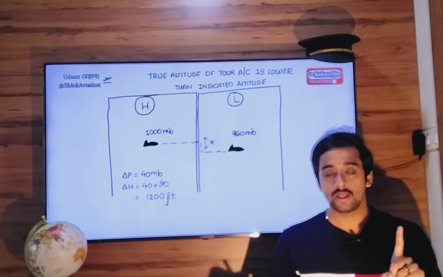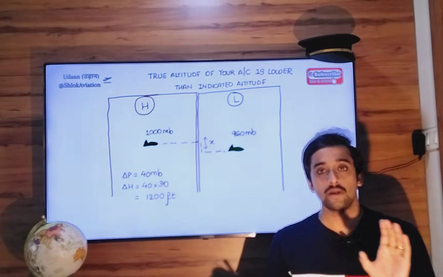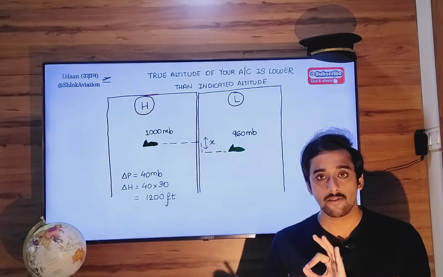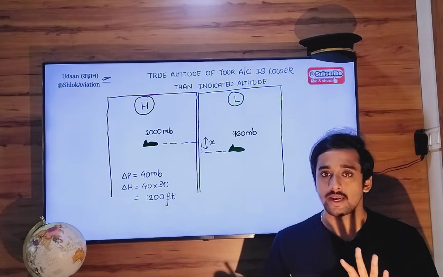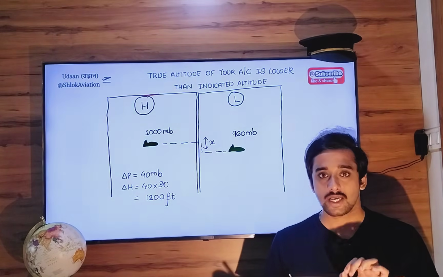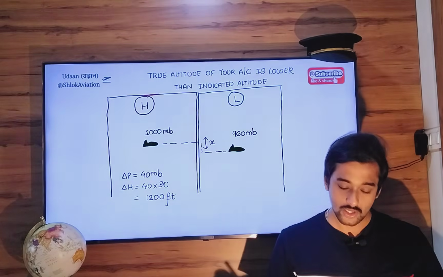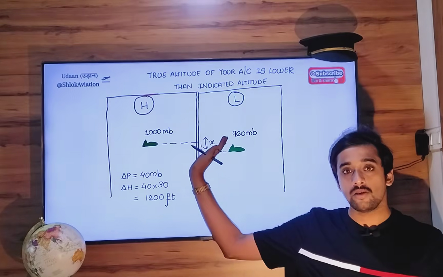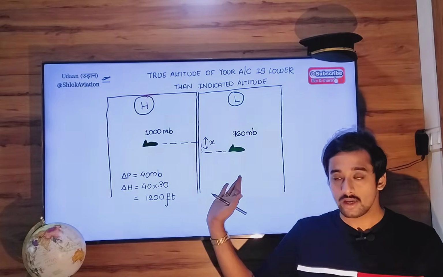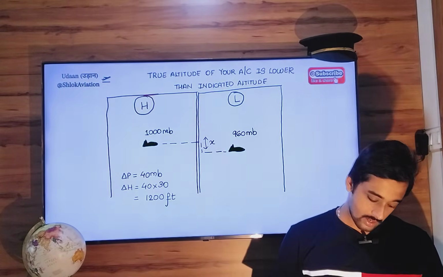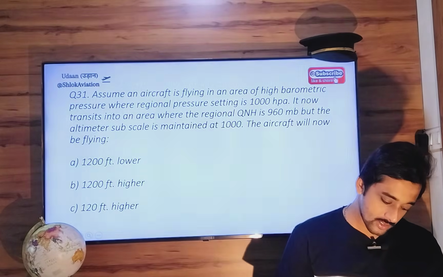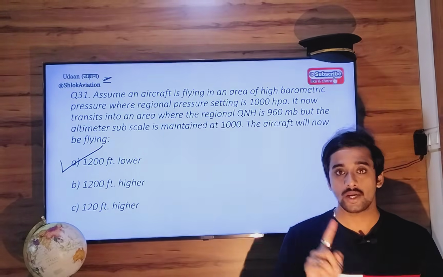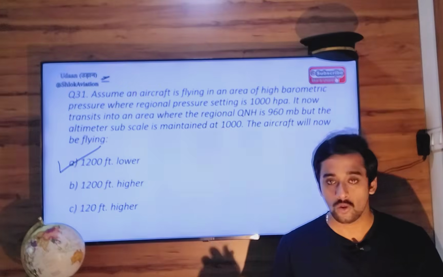Right? We know the rule that a 1 millibar pressure difference equals a height difference of 30 feet, approximately 30 feet, accurately 27 feet. So it will be 1200 feet difference. So when aircraft enters this low pressure area, it will be 1200 feet lower than this level. Okay. So the correct answer is 1200 feet lower. High to low, watch out below.